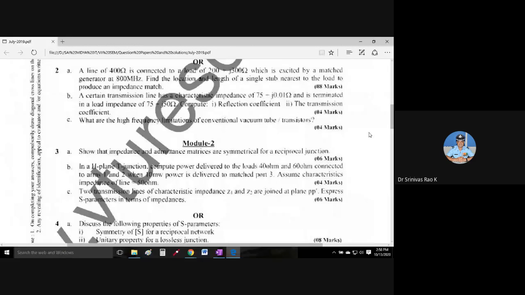With the matrix only, you will be able to identify whether it is symmetrical or reciprocal. So that should be your expertise. Everyone note it down. Shall I take it out? Show that impedance and admittance matrices are symmetrical for a reciprocal junction.